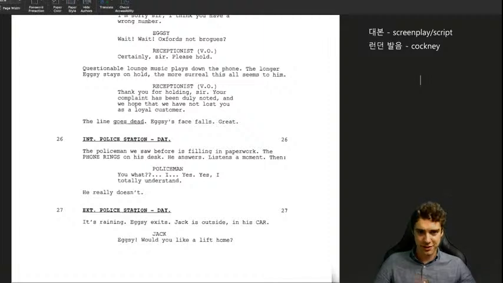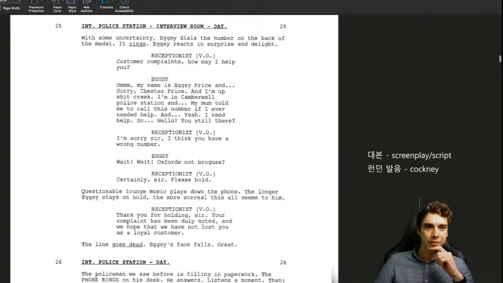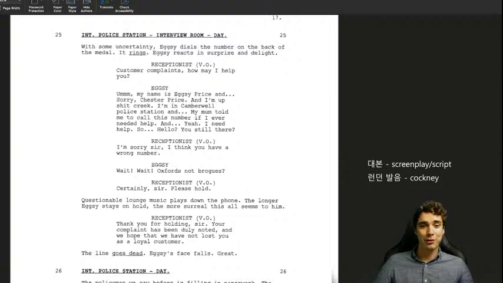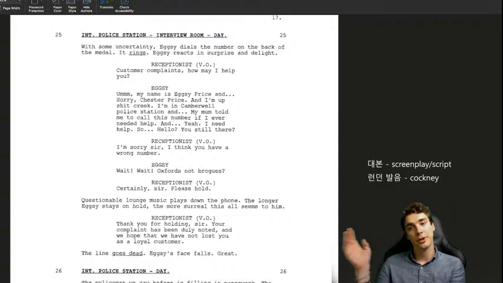Okay, so let's just go straight into it. Let's look at the script. I don't know if you've seen a movie script before. 혹시 영화 대본 본 적 있어요? 제 생각에는 대본으로 공부하는 게 되게 좋은 것 같아요.